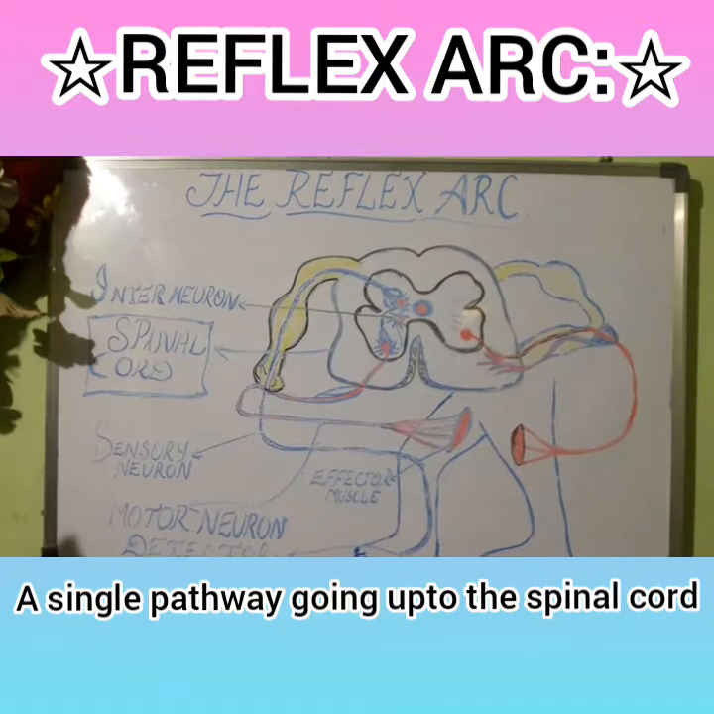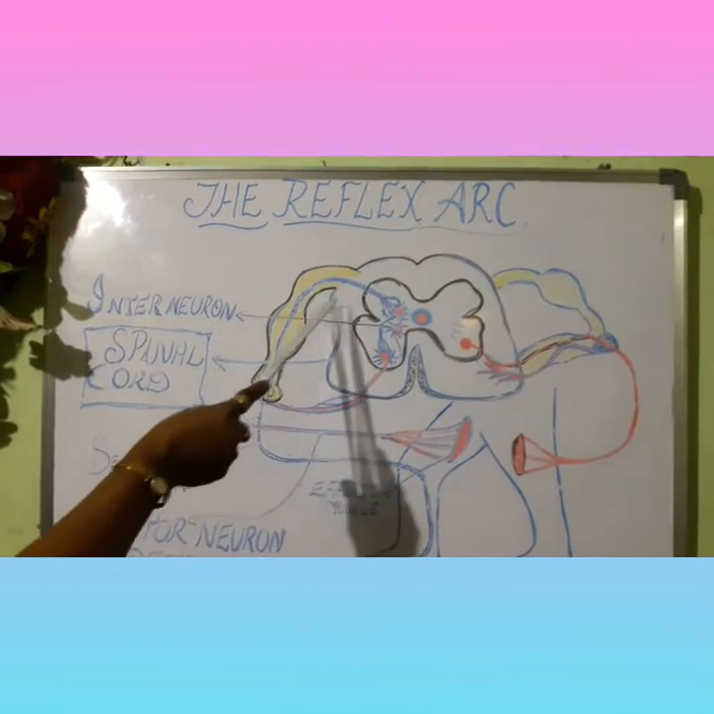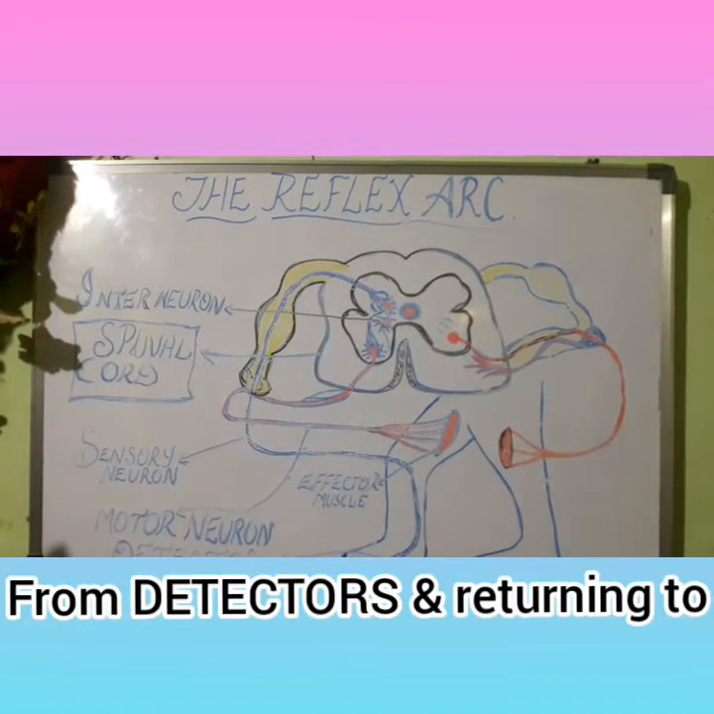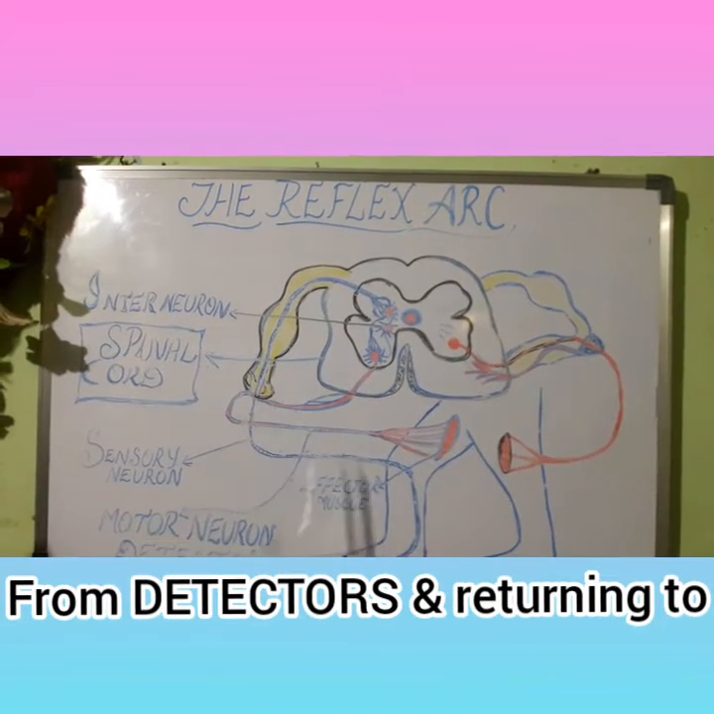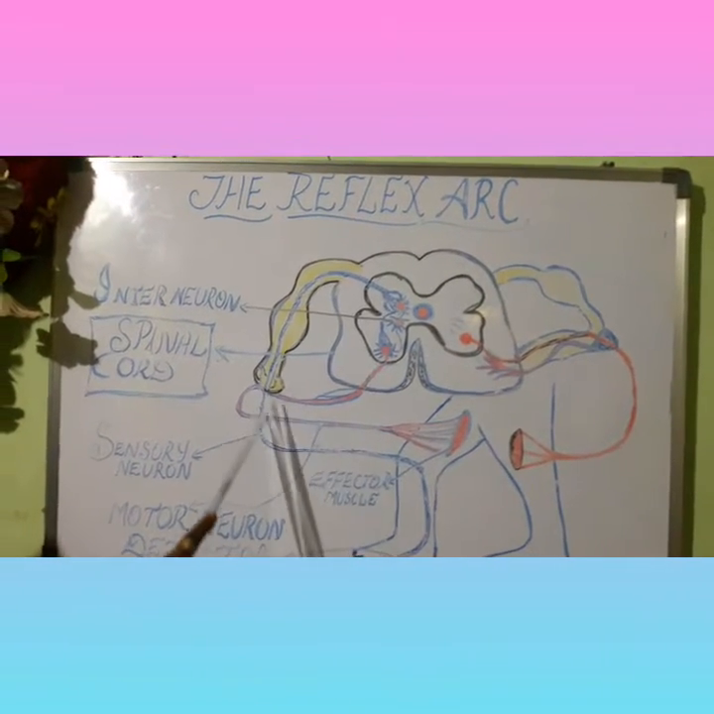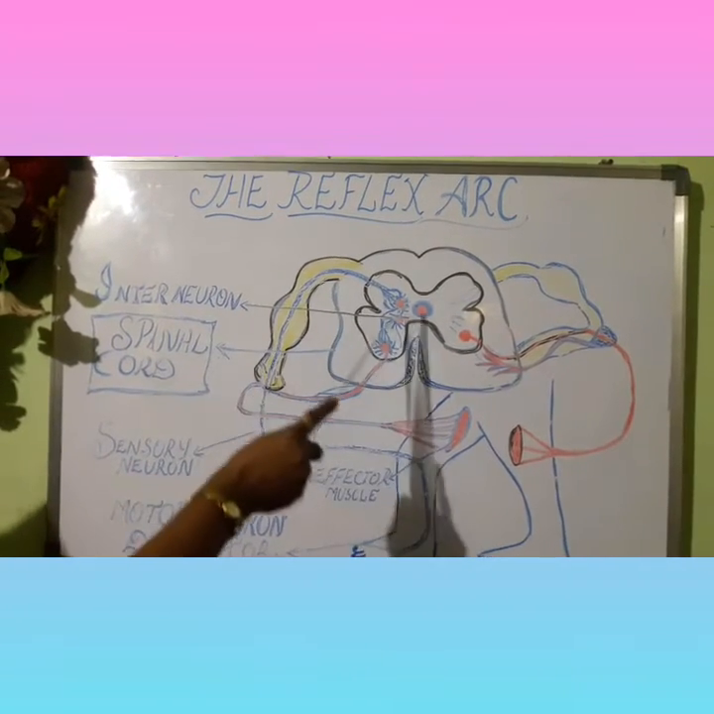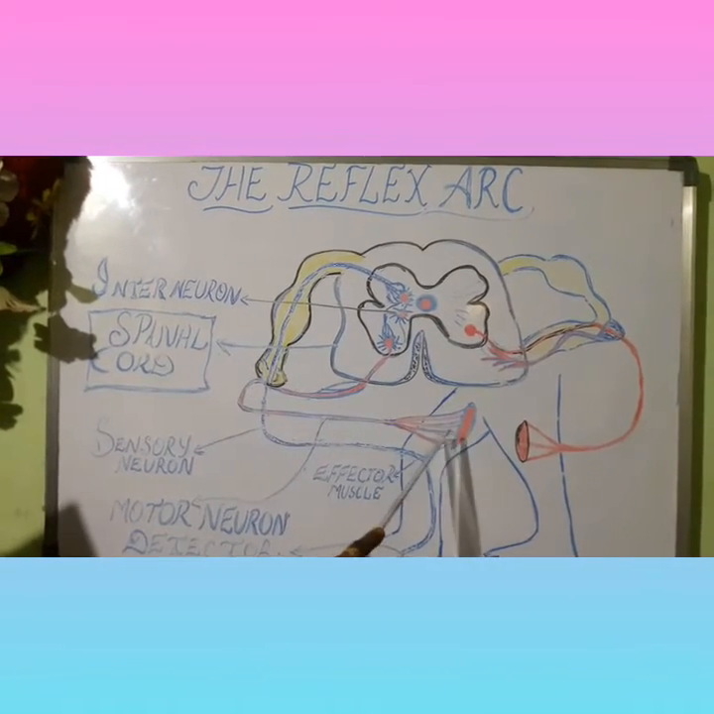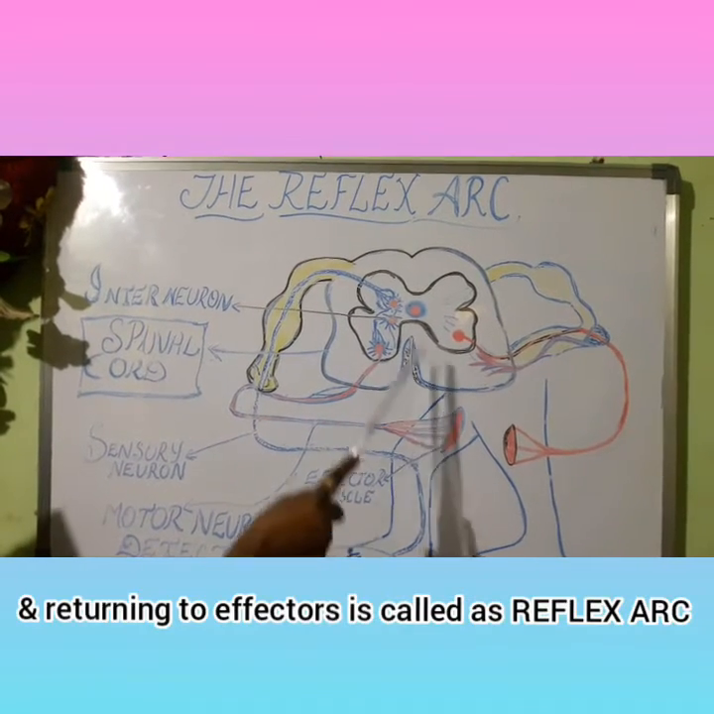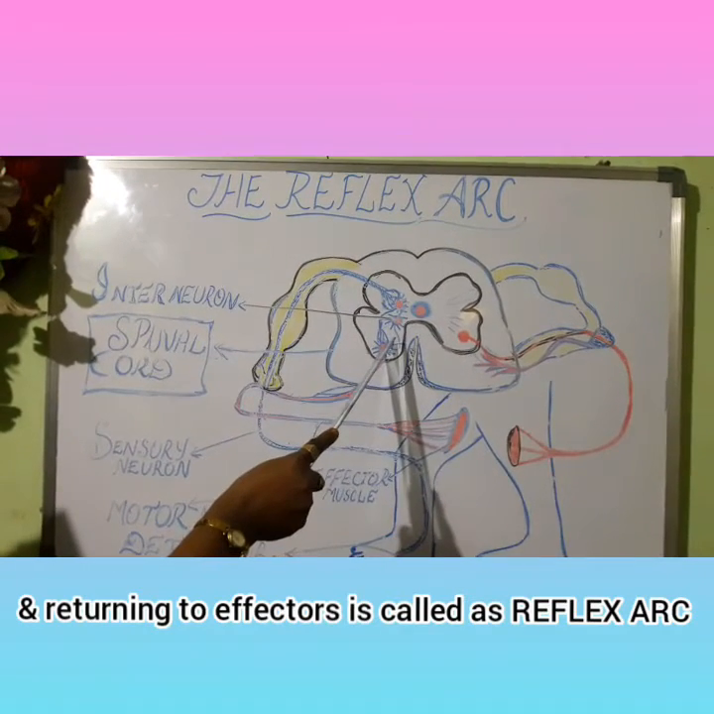It is a single pathway going to the spinal cord from the detectors and coming back to the effectors. This is called a reflex arc.